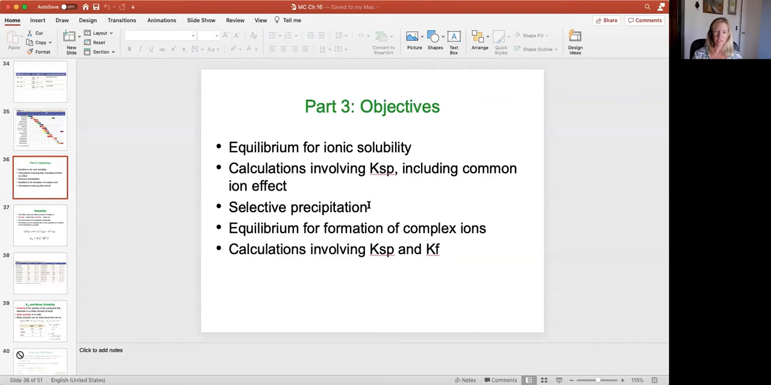Selective precipitation, equilibrium for the formation of complex ions, and then calculations involving both Ksp and Kf. And Kf is something that we use when we look at these complex ion formations. So the F here is going to be for formation.